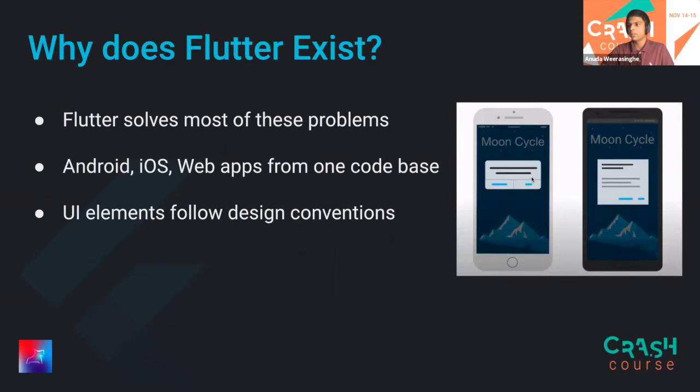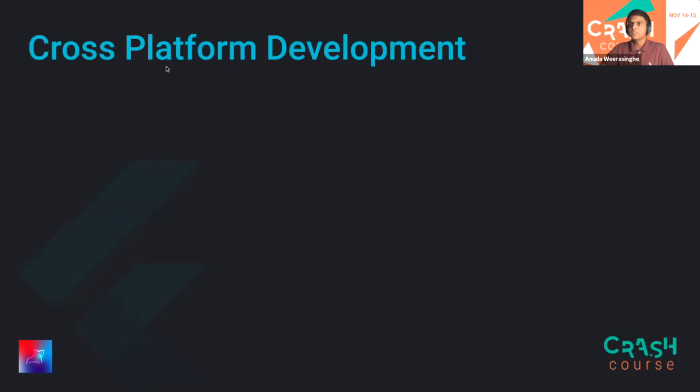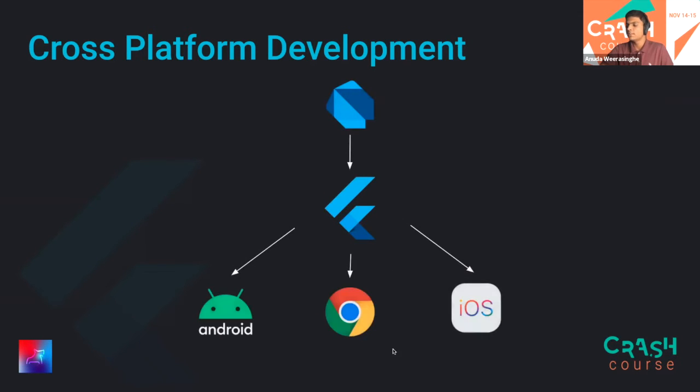In terms of how exactly Flutter does the cross-platform development, basically what happens is you write your code in Dart, and then when Flutter compiles this code, it compiles it into native Android code in Java or Kotlin, and then it compiles it into native iOS code in Swift or Objective-C, and it also compiles it into native web app code.